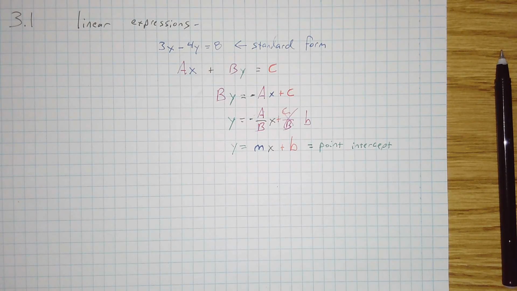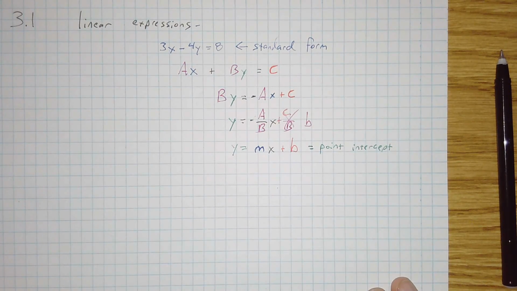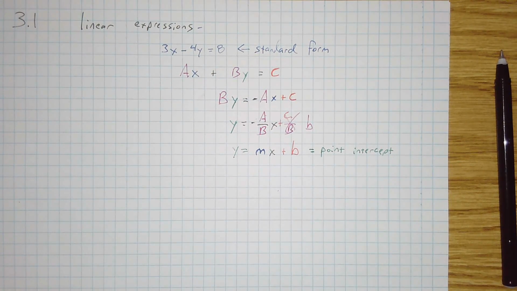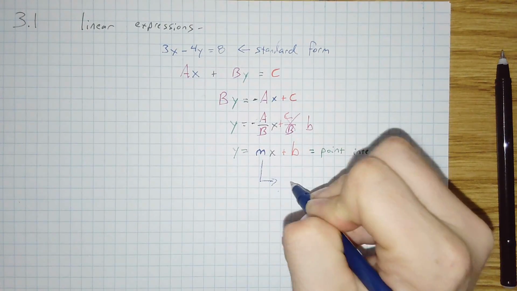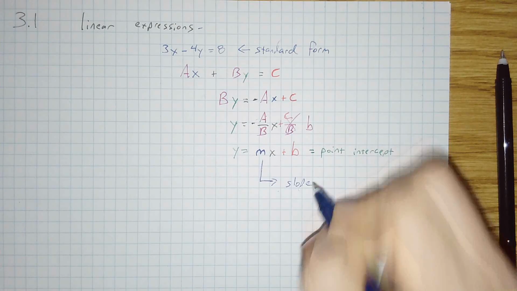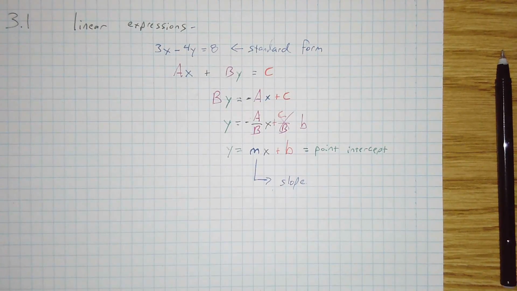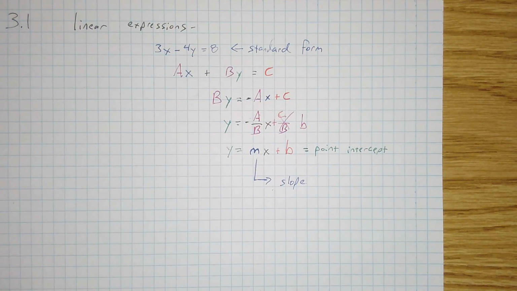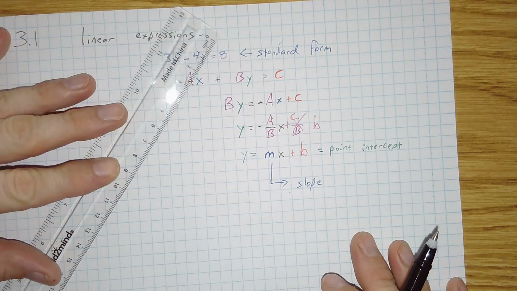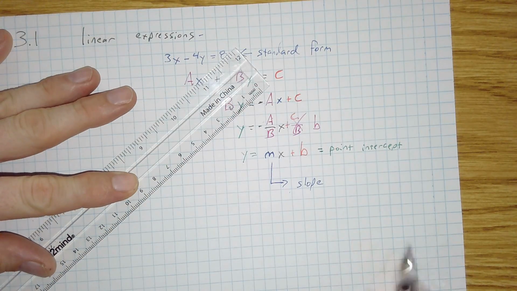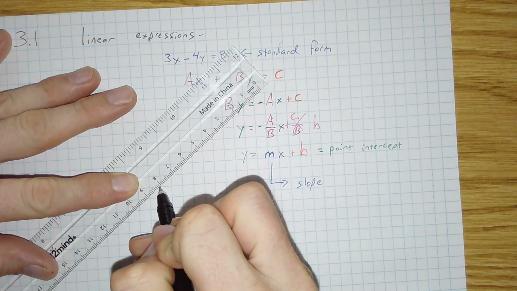So let's get right away to what slope is. That's what this m is. M stands for slope. Okay, so let's say I have a slope of a line. Now let's say it's, I don't know, like this from here to here.